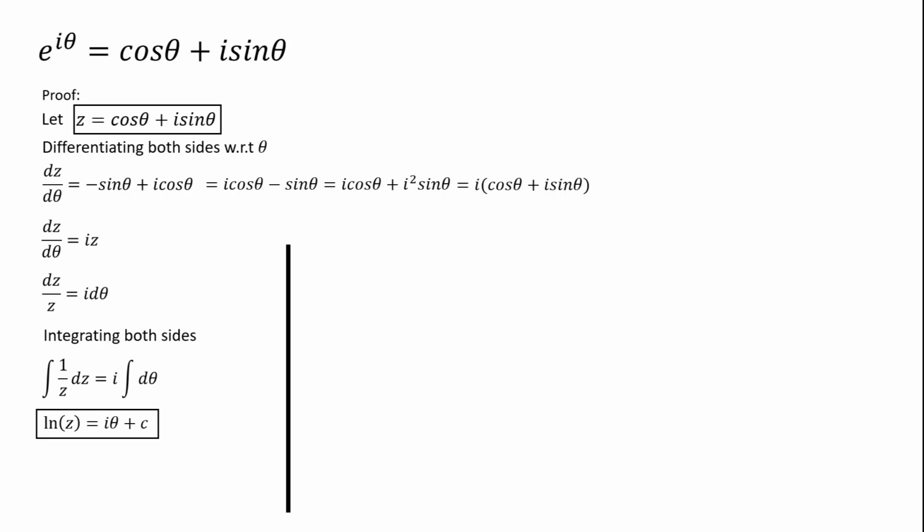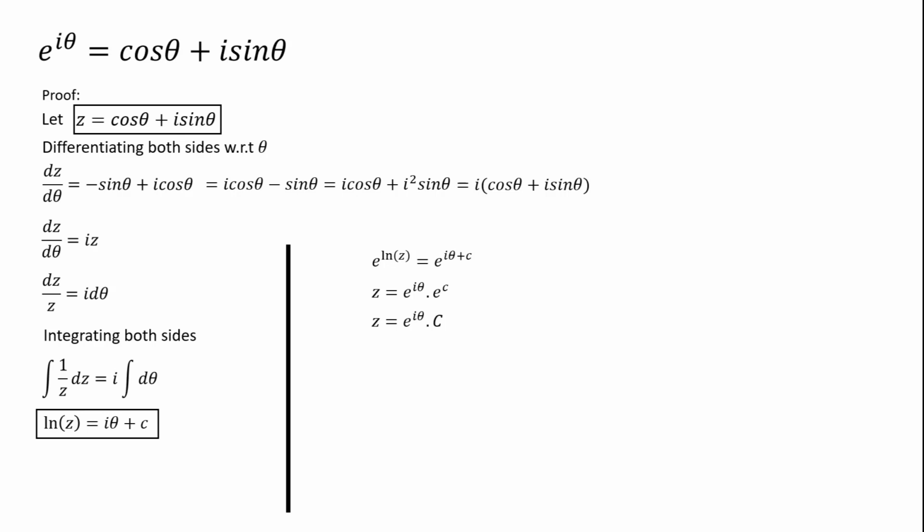Now by taking e on both sides, we will have e raised to the power ln of z is equal to e raised to the power iota theta plus some constant c. Notice that e and ln are opposites of each other, so they will cancel out. So we will have z is equal to e raised to the power iota theta, multiplied by e raised to the power c, which can be written as z equals e raised to the power iota theta times some constant capital C.